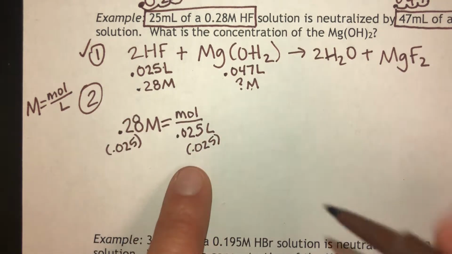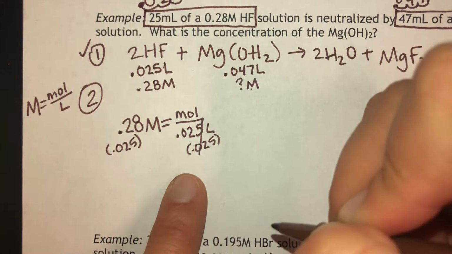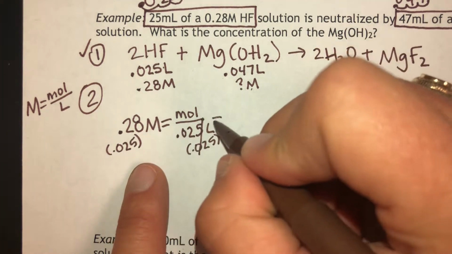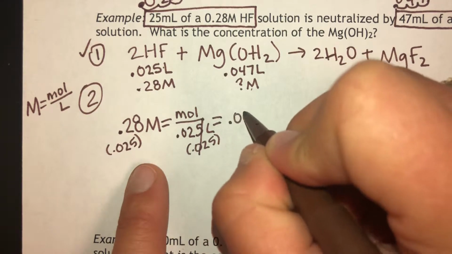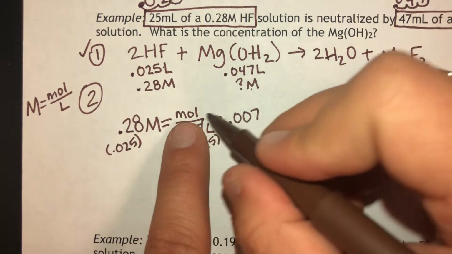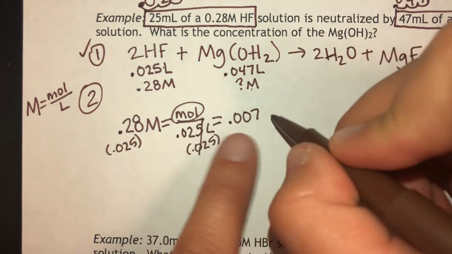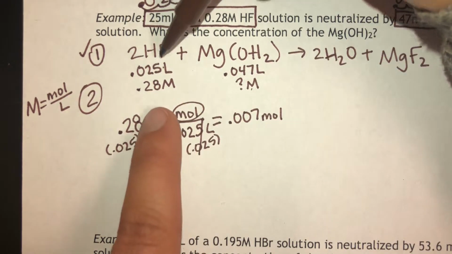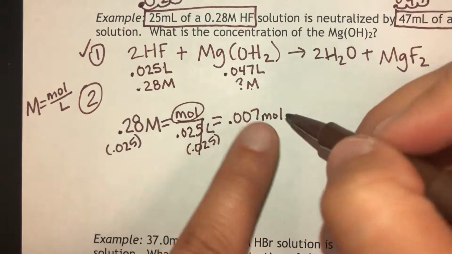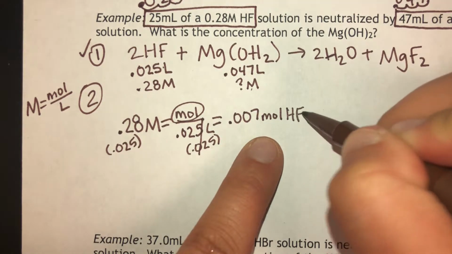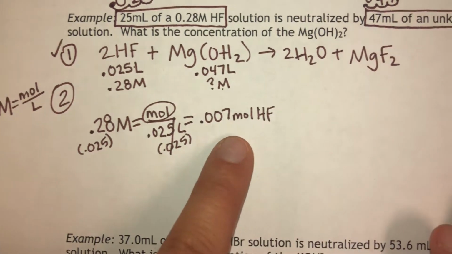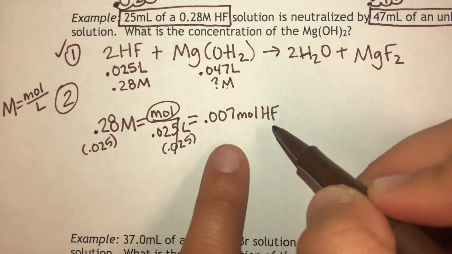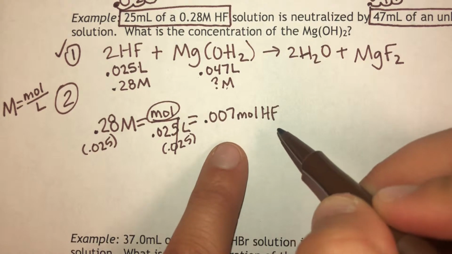And when we do that, this lets these cancel out, leaves us with moles. And once we multiply these together, we should get 0.007 moles, because that's what we're left with. And it's going to be HF because those are the numbers that we used. So we're left with 0.007 moles of HF. So that is the answer for step 2. But remember, there's 4 steps, and the 4th step will be our actual answer.